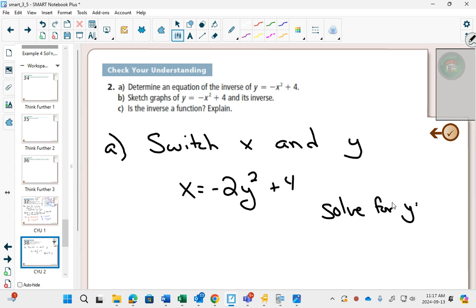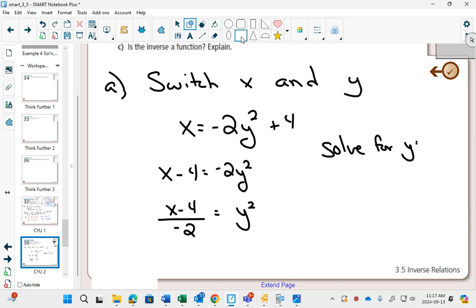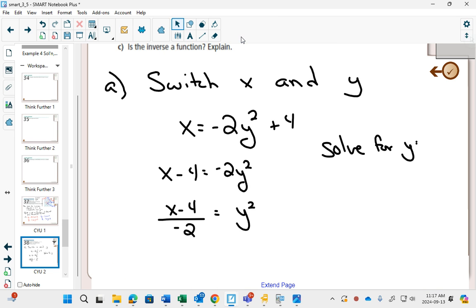So I would first move the 4 over to the other side by subtracting 4 on both sides. Then I could divide both sides by negative 2. And finally, if I have y squared by itself, if I wanted to get y by itself, I would square root. Question?